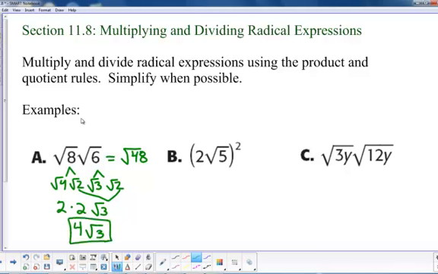If you did multiply it across and get 48, hopefully you know that 48 is 16 times 3, or you can break it down in smaller methods like doing 8 times 6. But regardless, this is what you're going to end up with.